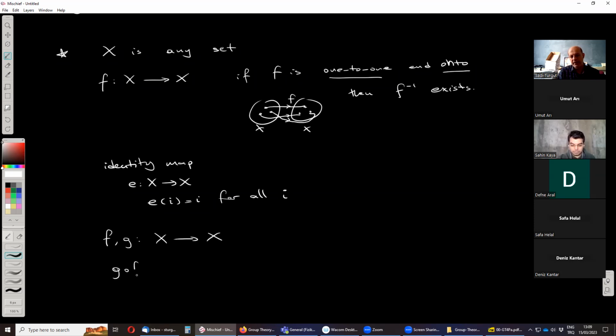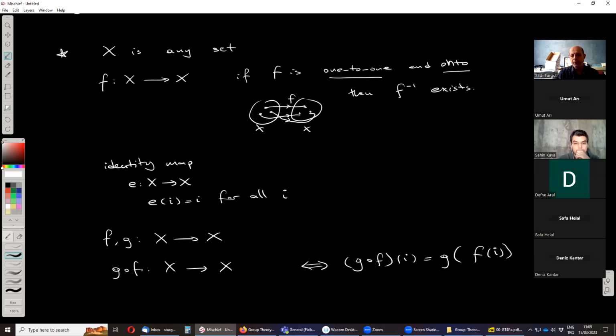In that case, if you have two maps from X to X, I can define, for example, G of F, the function composition. It is basically defined like this. G of F applied on i is the same thing as first computing F of i, and then computing G of F of i, right? If you remember, that's the convention in here. So for two functions, I can have the composition like that, right?